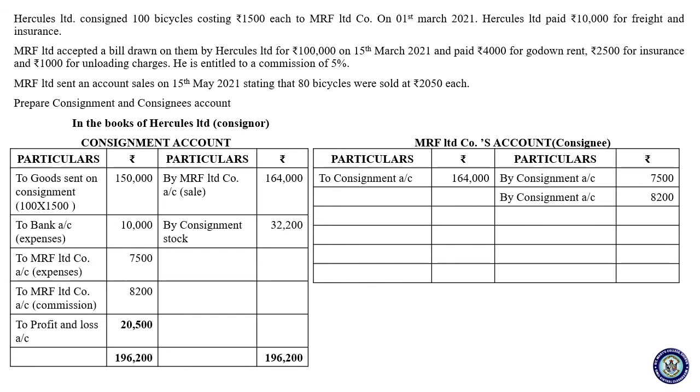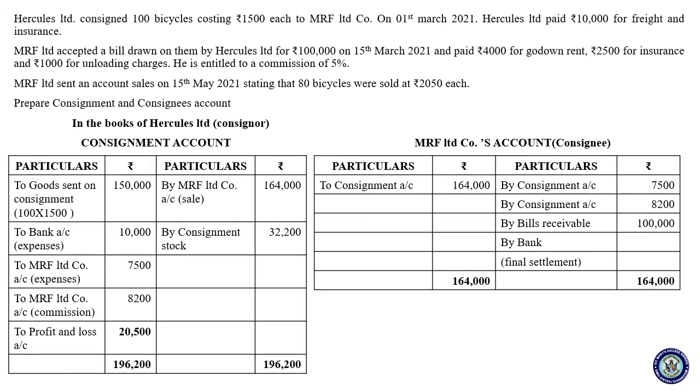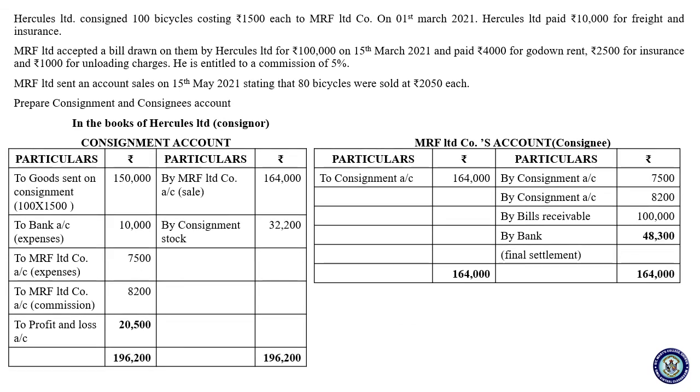So in this problem, they have drawn the bill. Hercules Limited, the consignor, has drawn a bill of rupees 1 lakh. You can see here, Hercules Limited drew a 1 lakh bill on MRF. So it is bills receivable. If there is any advance payment, then it is by bank. So in this problem, there is no advance payment, only this much. Then the balancing figure is transferred to the bank account. So total 1,64,000 and the difference 48,300. So this is the consignee's account. If you're not finished, you complete it.